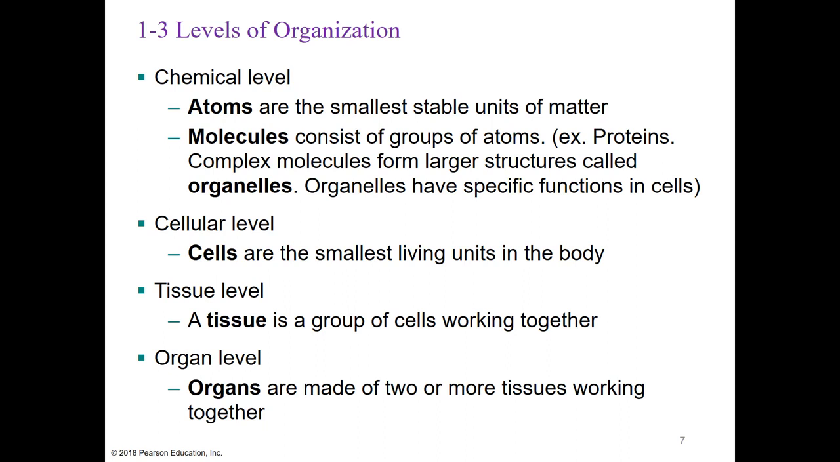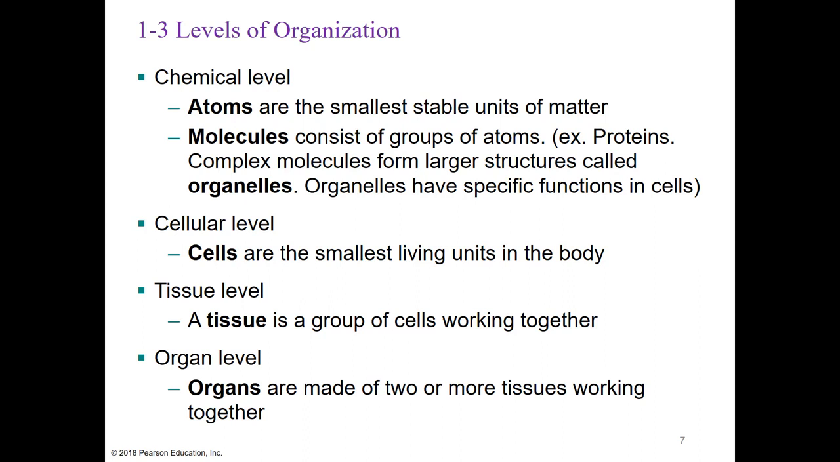So to start at the beginning and really get a good understanding of the cell and then the tissue and then the organ and organ system, we need to remember what the hierarchy of life is, or the levels of organization. And this is something that is often talked about in general biology. So we start at the bottom where we find the atoms. And atoms are the smallest, most stable units of matter. And when we combine atoms with specific types of bonds, we get molecules. These are groups of atoms. Examples would be things like proteins.